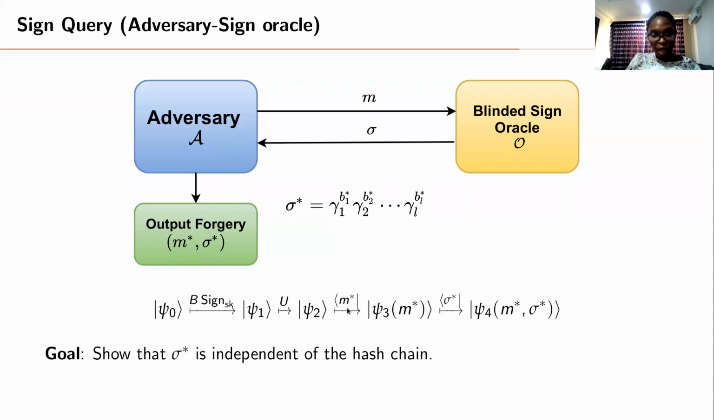You then measure the M register to get the classical forged message, and also measure the sigma register, the signature register, to get the first signature for that message. And then this is the post-adversary state. So now to verify, we first of all check if the message belongs to the blinding set. If it's not the case, then the adversary lost the game because the first message has to be in the blinding set. So if the message belongs to the blinding set, then we go on and verify if the signature is valid.